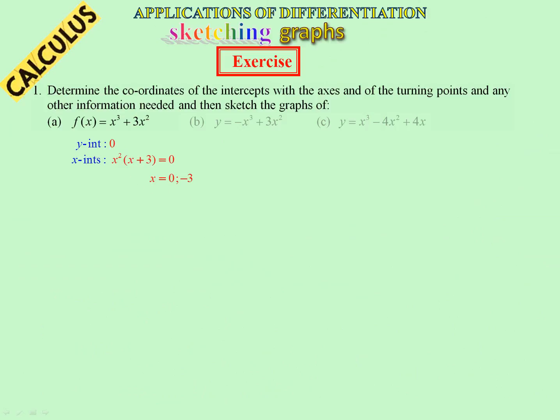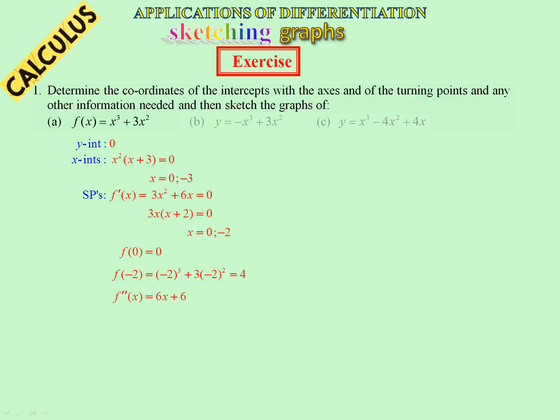Y-intercept 0, x-intercept equal to 0, solve. Stationary points, derivative equal to 0, solve for x, substitute back in the original to get the y values, and there we have our stationary points.